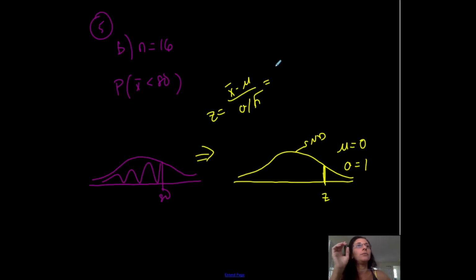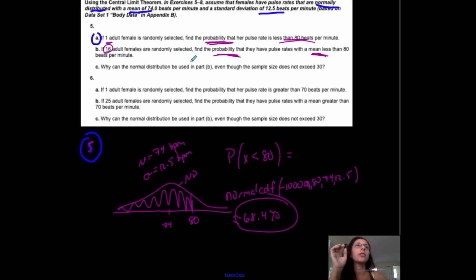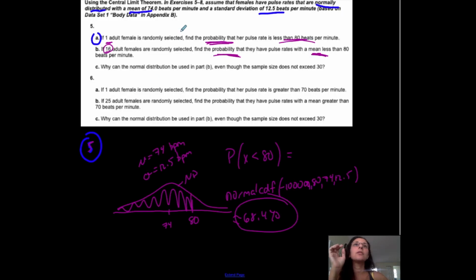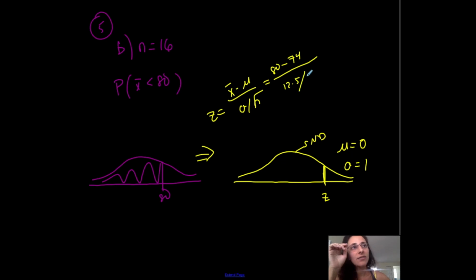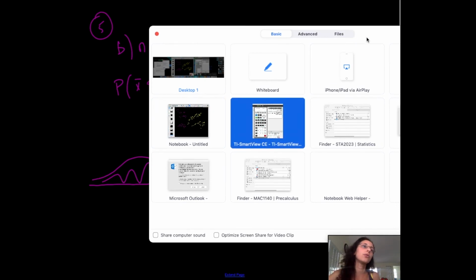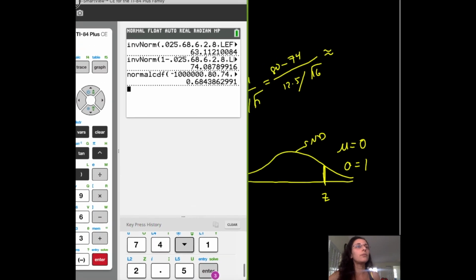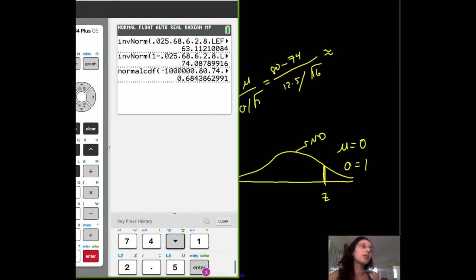So 80 minus mu, what was my population mean here? 74, divided by my standard deviation, which was 12.5, and then that divided by the square root of my sample size, 16. Calculate that first before I do anything else. And then I can use what we're used to, my normal CDF, to find that average. You could plug it all in, you just have to be very careful of your order of operations.